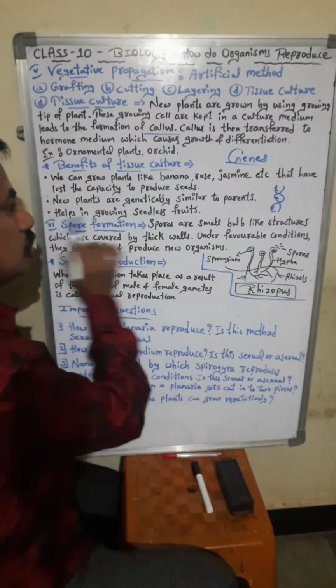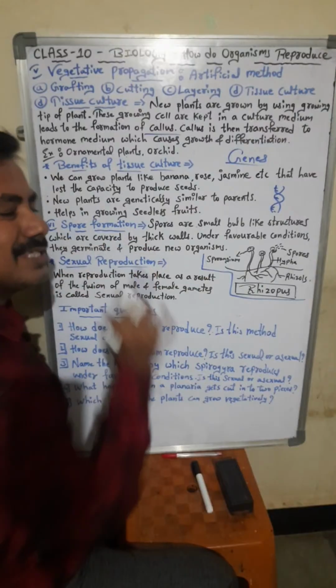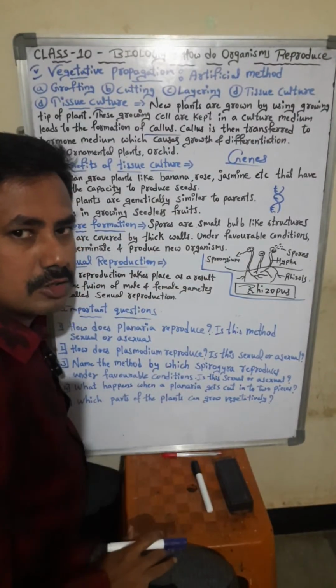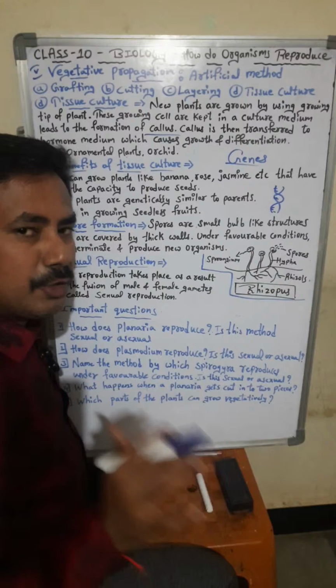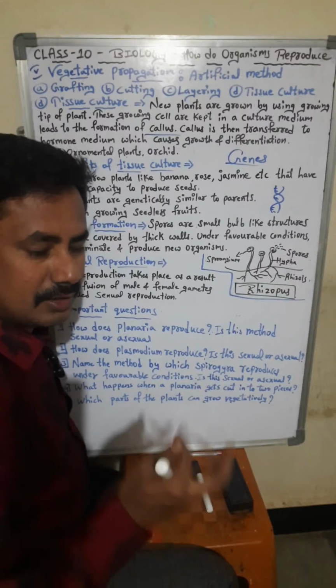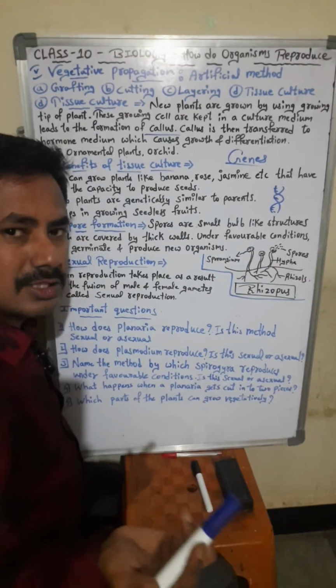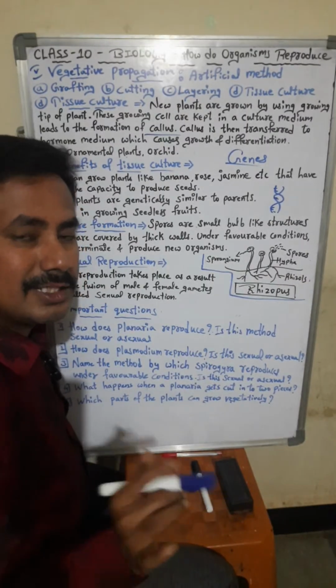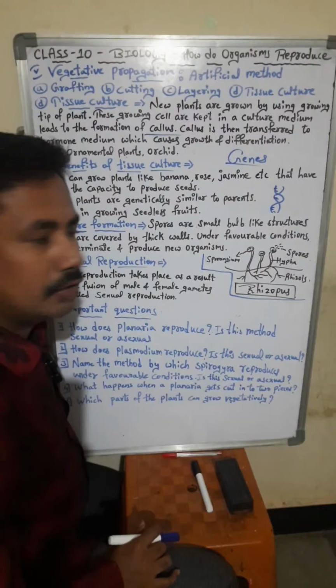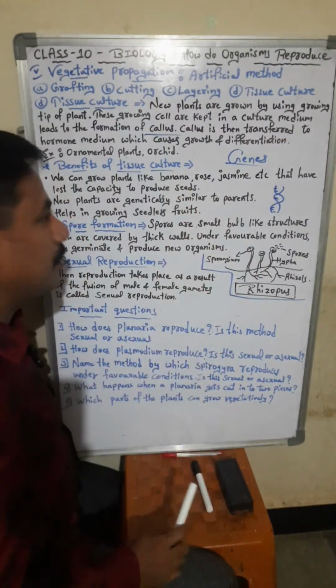Okay. So the third point: it helps in growing seedless fruits. By using tissue culture, the third benefit is that you can grow fruits without any seeds. This is one of the advantages. So three points you have to remember, students.